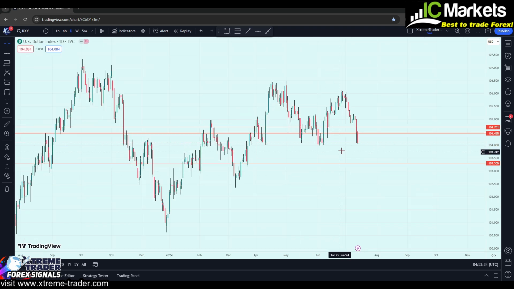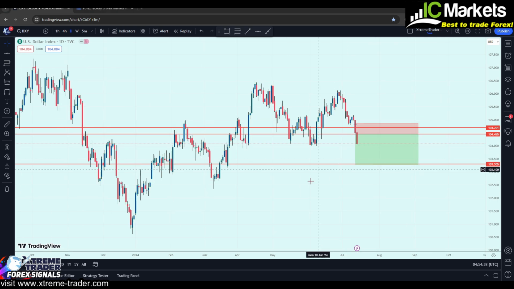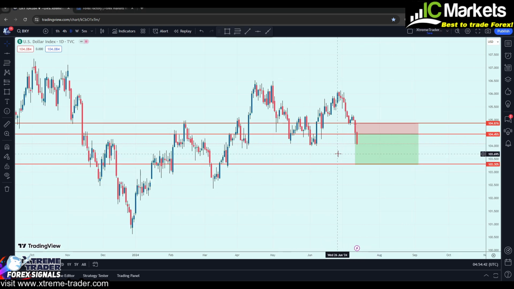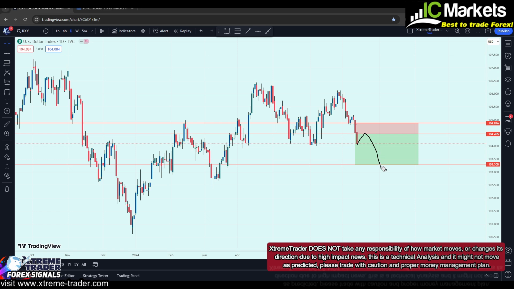So let me just try to write it for you. So I think that's how it should be, right? Like that, I think. So I don't want to write numbers because I don't want anybody to think it's a sell signal. I'm just telling you my expectation that the DXY has a potential to rise to 104.455, and then it will continue the fall till it reaches that level of support.